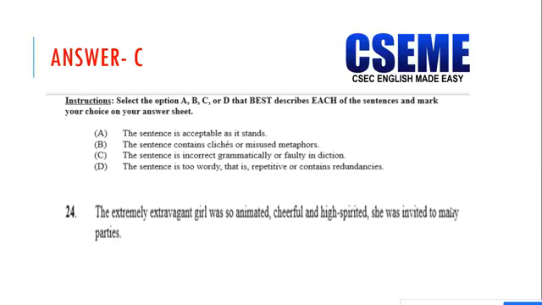But then I looked at it and I was like, okay, the extremely extravagant girl was so animated, cheerful, and high-spirited. Okay, that's one clause. She was invited to many parties, another clause. And I looked at it and I said, oh, if it's C, could it be that instead of having a comma right here, it should be a semicolon?